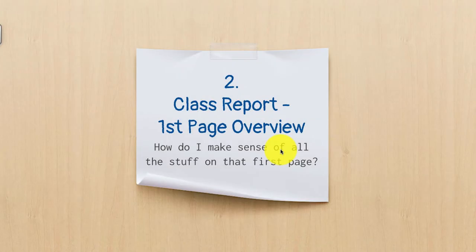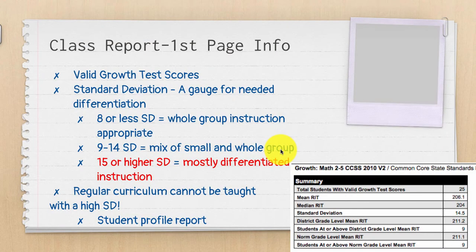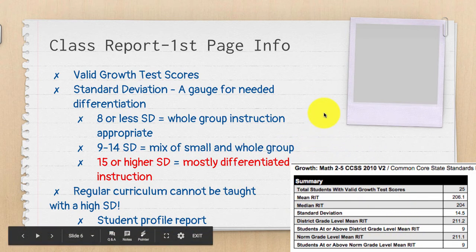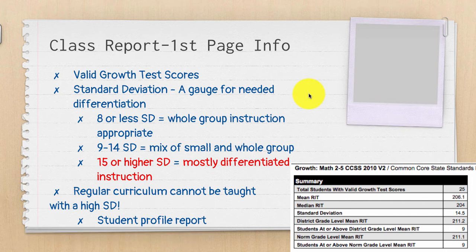So let me give you an overview of the first page. How do you make sense of all the goodness that is the first page of this report? Well, what you're going to do, I've kind of tucked it away here in the bottom, is you'll see a chart like that at the top of the first page, where it says total students with valid growth test scores. Those are the total students that took the test within the window that we set as a district.